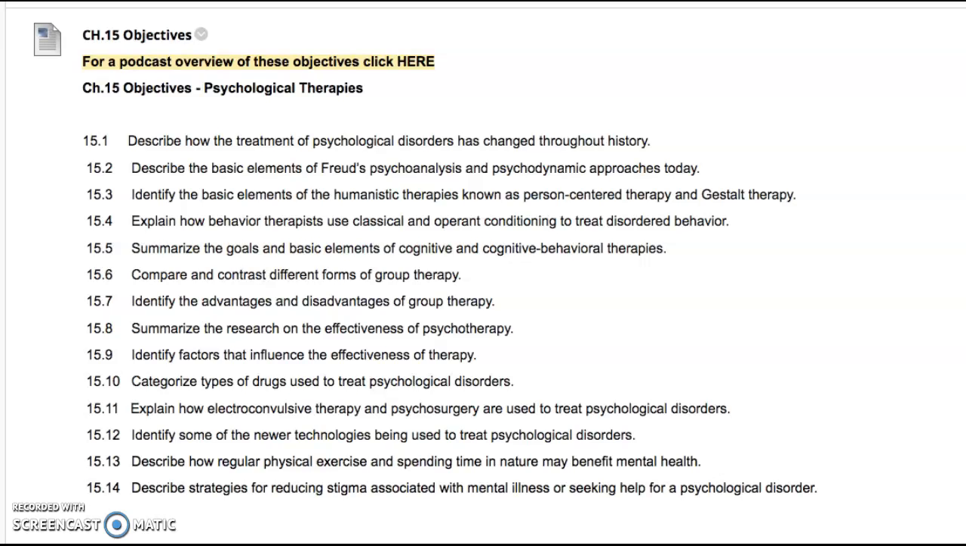And you wouldn't ever be ashamed to go to a doctor for your heart, so why are we ashamed to go to a doctor for your mind? And I would say that we're not as much anymore. But some of those stigmas still do exist, and so we want to discover ways that we can continue to dismantle some of those stigmas. And that will wrap up this week's chapter, 15 Psychological Therapies.